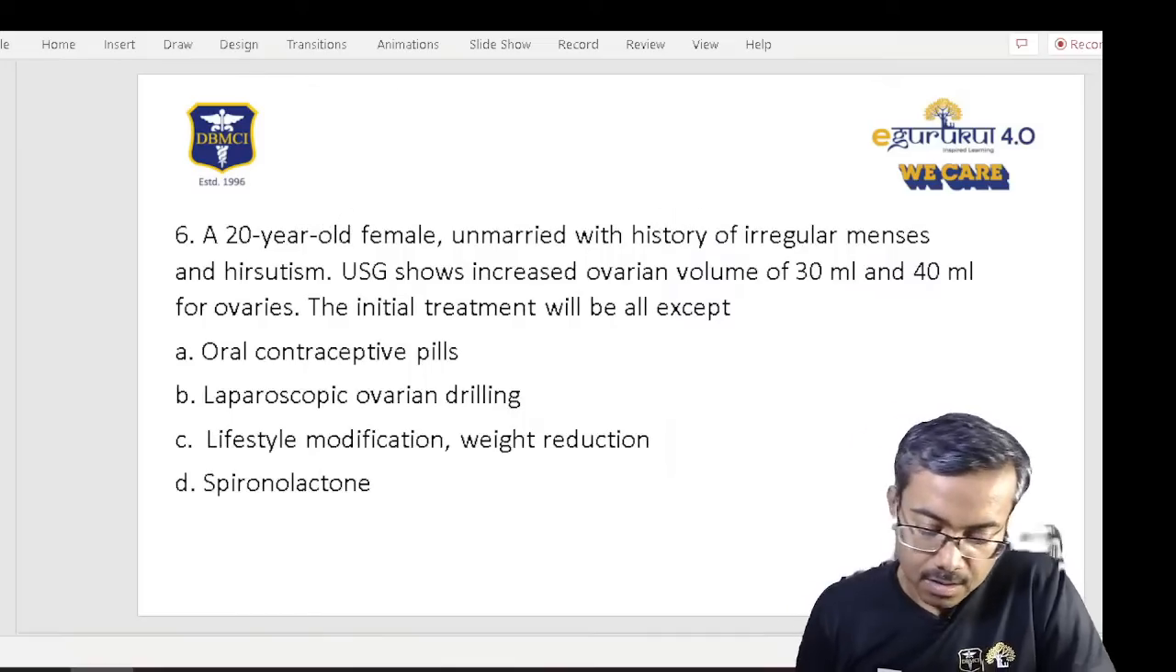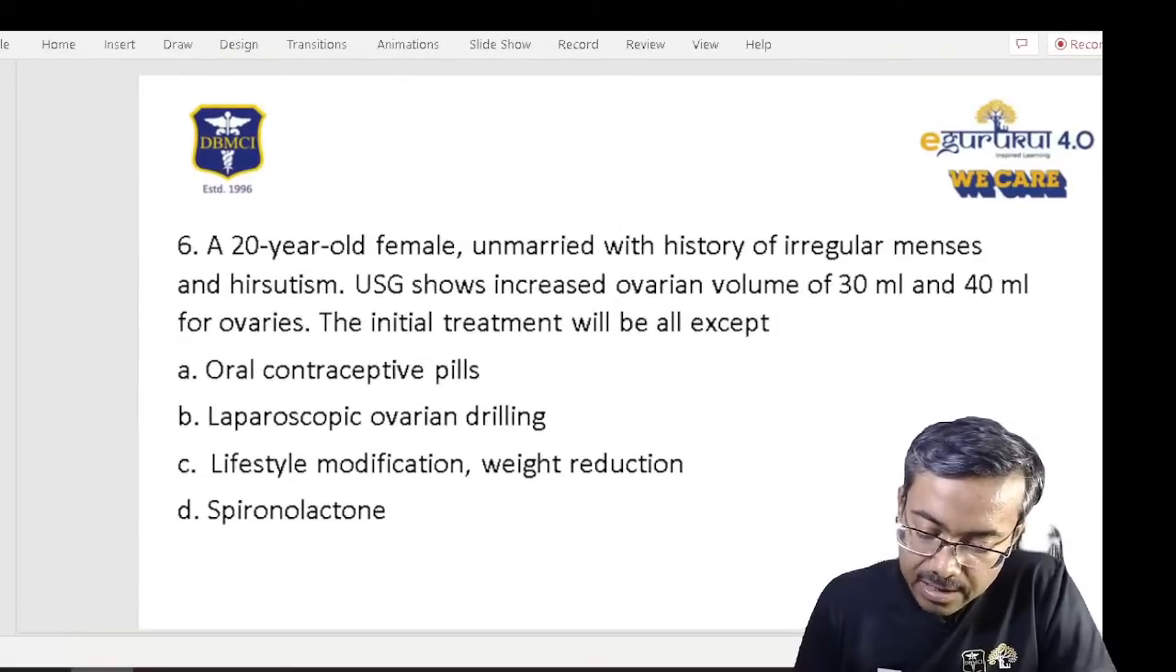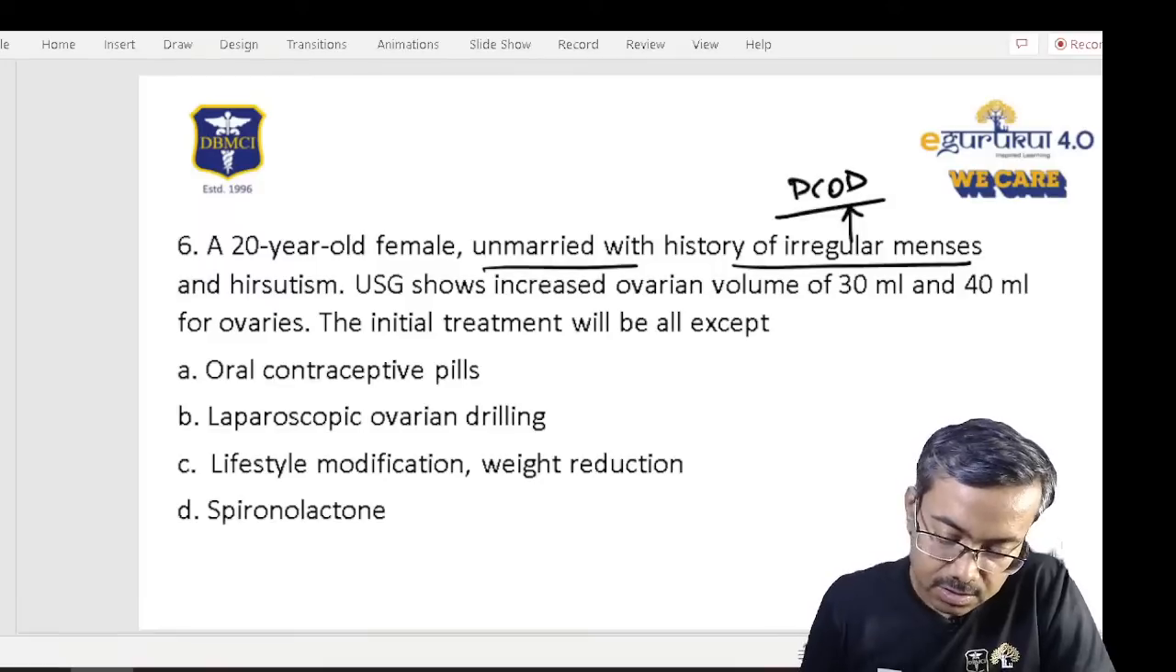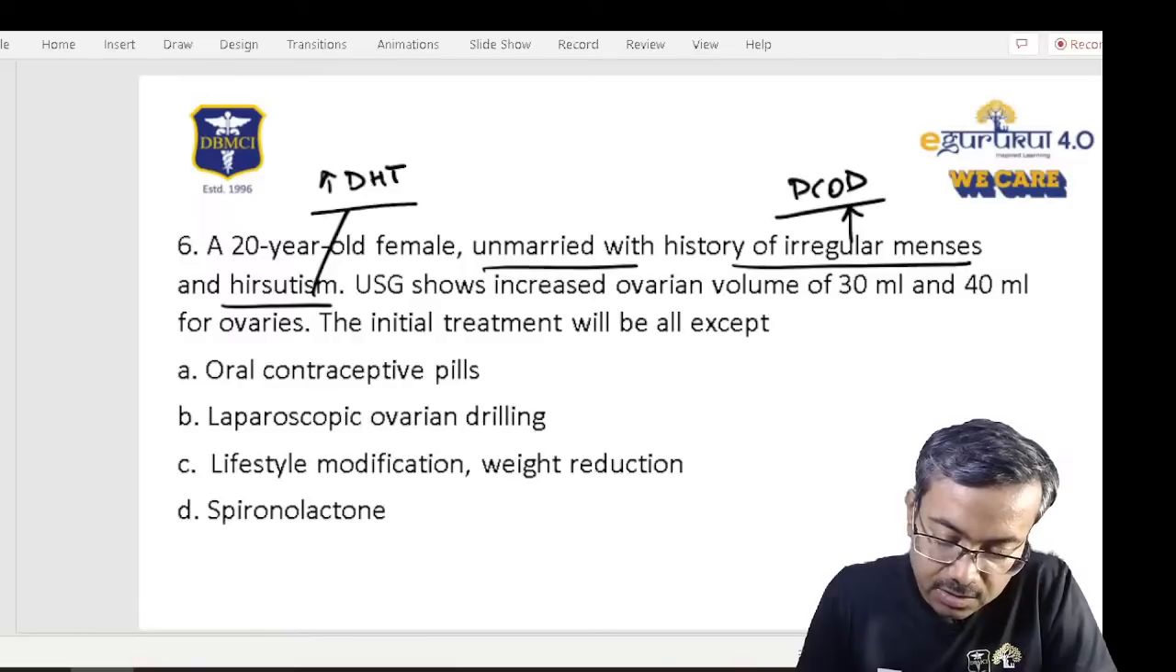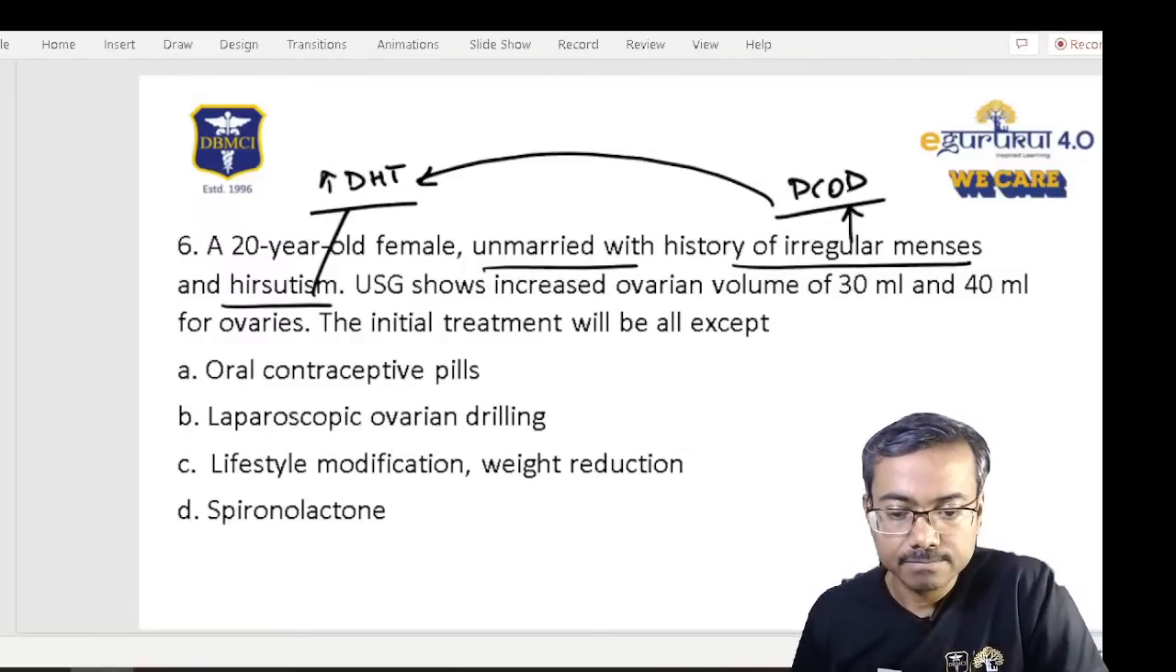Okay. Now, sixth, a 20-year-old unmarried female with a history of irregular menses, a straightforward PCOD question. Hirsutism, again, that means there's more DHT formation, which is a sign of PCOD again, right?